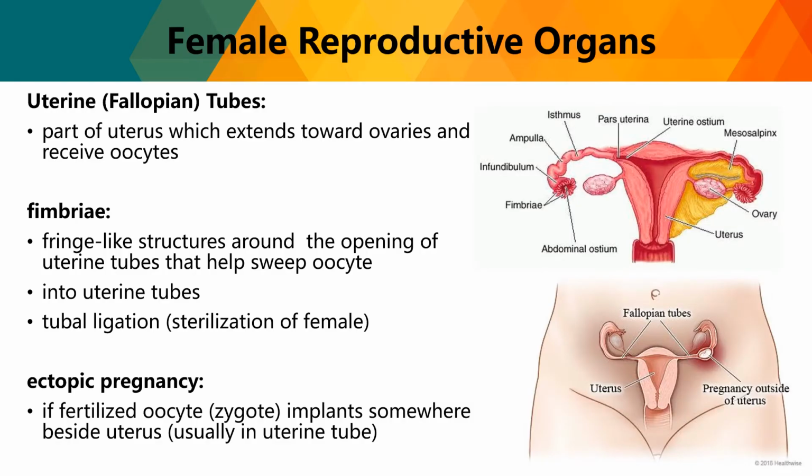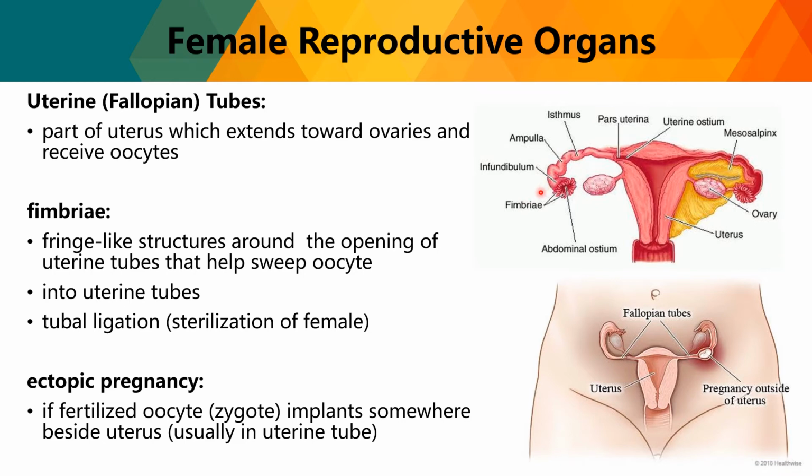So you also have for the other organs the uterine or the fallopian tubes, which is the part of the uterus which extends towards the ovaries to receive the oocytes. And then it has a fimbriae. The fimbriae is a fringe-like structure around the opening of the uterine tubes that helps sweep the oocytes and then into sending it to the uterine tubes. And this is also where the tubal ligation happens. So if there is vasectomy for males, for females naman, it's what you call the tubal ligation. So this is the sterilization process for the females.